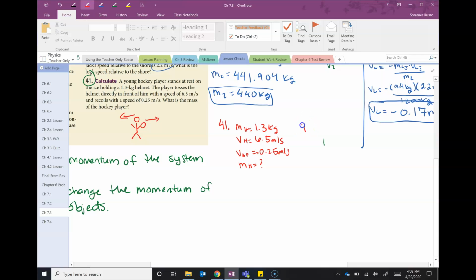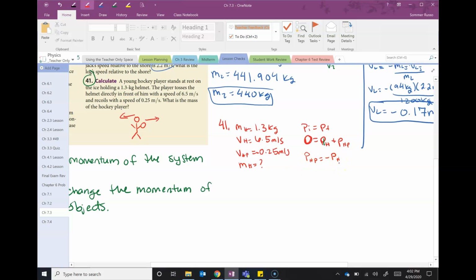So our initial momentum is equal to our final momentum. He's initially at rest, so my initial momentum is 0. My final momentum is the momentum of the helmet plus the momentum of the hockey player. So the momentum of the hockey player is equal to negative the momentum of the helmet. It doesn't matter which one you make negative as long as one of them is negative on one side of the equation, because that's just a matter of algebra in this particular case.